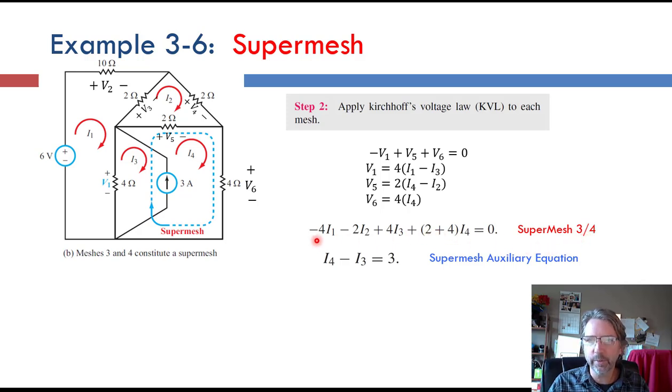So we also need another equation, so we have the same number of equations as unknowns. And here this is the super mesh auxiliary equation. We have to use the fact that there's 3 amps here, and we have to look at the arrow directions on I3 and I4 that are touching the 3 amp. So I4 goes up, so it's the same direction as the 3 amps. I3 comes down, so it's in the opposite direction. So the 3 amps has to be I4 minus I3. If I3 gets big, this 3 amps would have to get smaller. So I4 minus I3 equals 3. That's our auxiliary equation.